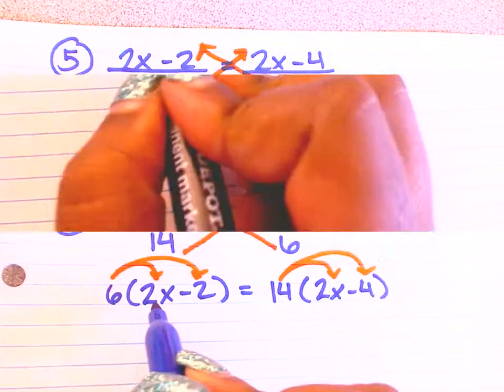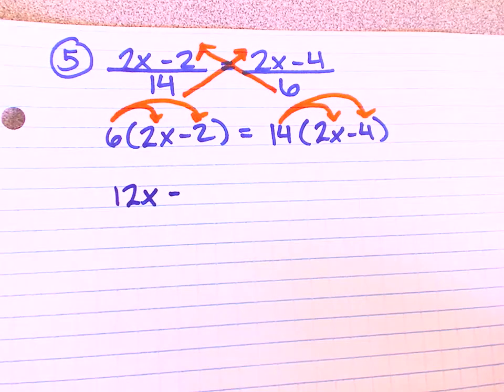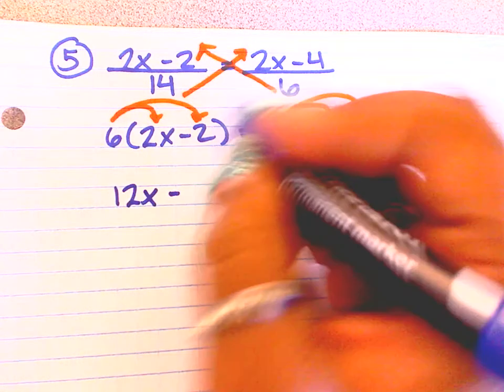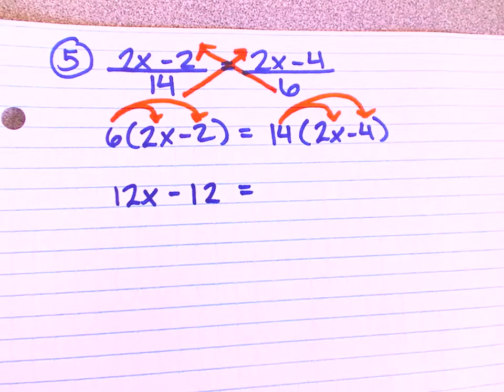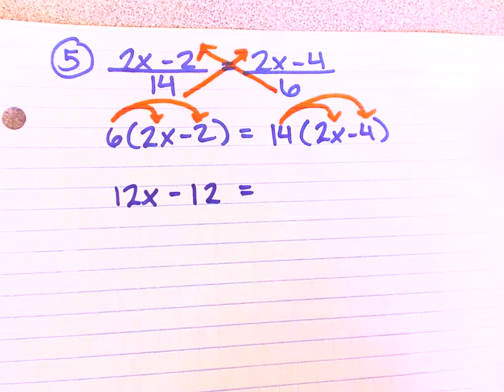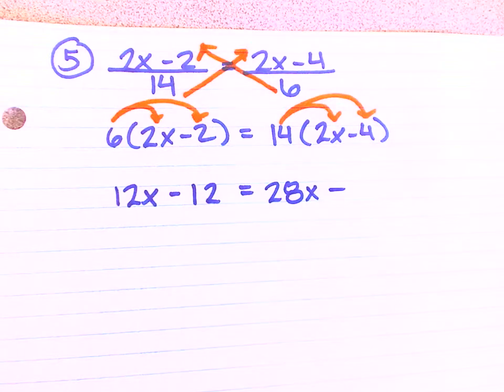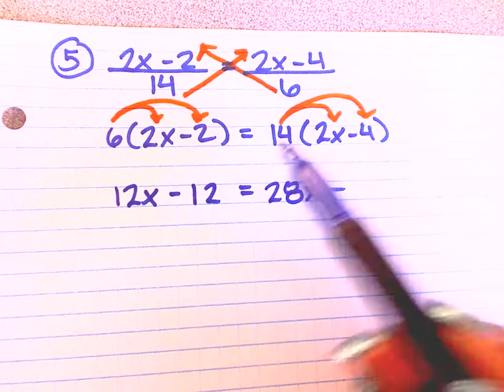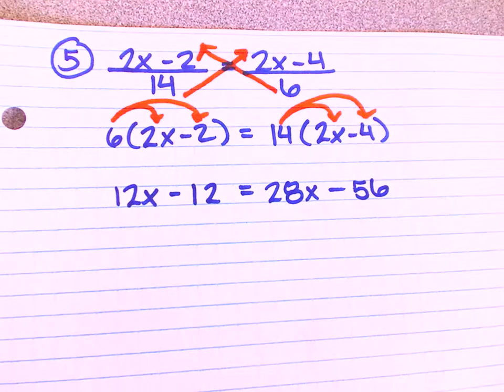So I have 6 times 2x, which is 12x. Bring down my minus sign. And then 6 times 2, which is 12. Equals, on this side I have 14 times 2, which is 28x. Bring down your minus sign. And then I have 14 times 4, which is 56. So again, I distributed both sides of the equation to make it as simple as possible.